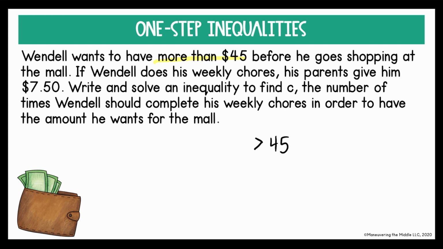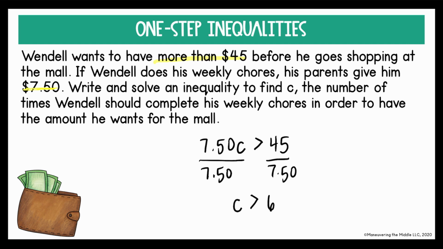Then we know that his parents will pay him $7.50 every time he does his chores. So we can represent that as $7.50 times the number of chores, his weekly chores. And that we want that value to be greater than 45. So we're going to undo multiplication by dividing. And we will get that C is greater than 6. So he has to do his chores more than 6 times.